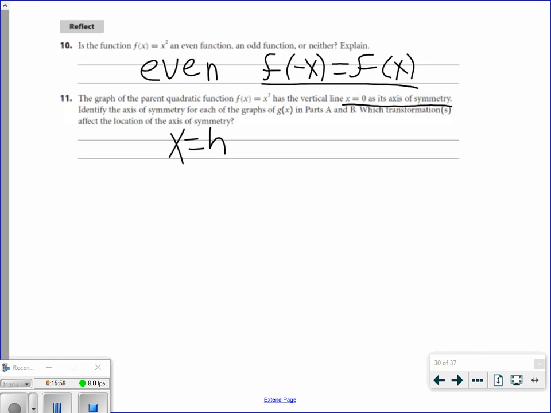And the x value of the vertex is where your axis of symmetry will be, because the axis of symmetry has to go through the vertex. And it's x equals that x value of the vertex. So x equals h. And which transformations affect the location of the axis of symmetry? Well, if x equals h, the only transformations that will affect it will be your h term. You change your h, you change your axis of symmetry, or your line of symmetry, whatever you want to call it.